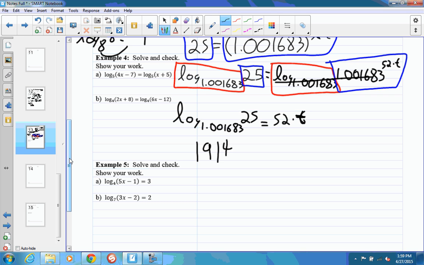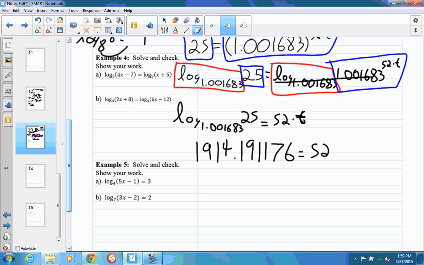I got 1914.1. Good, okay, that's fine. That's 52 times t. So guys, if you do that log base, whether you do change of base or go into your calculator, you get 1914.191176. This is the only exception to where I say round where you want.